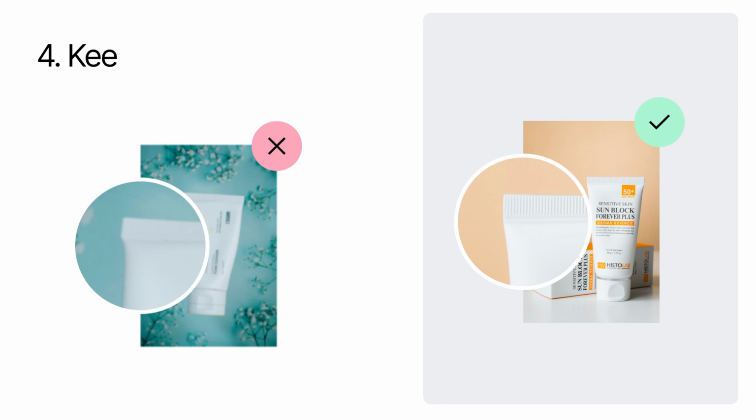Rule number 4, keep it sharp. Sharpness is essential. Ensure your product is sharp all over, from top to bottom and front to back in the photo. A blurry product photo can make your generated image less clear.